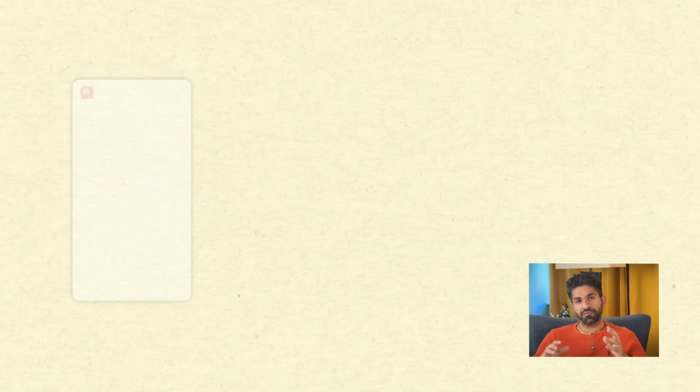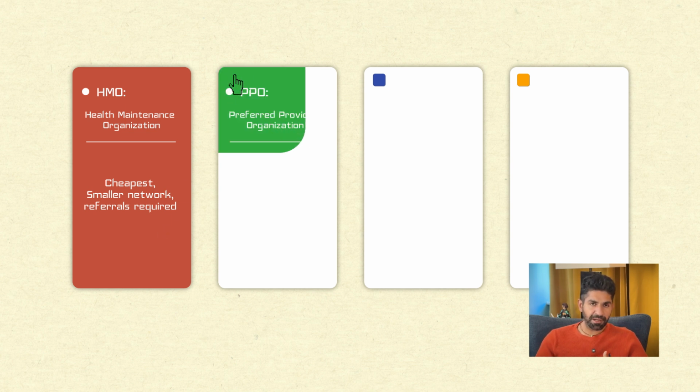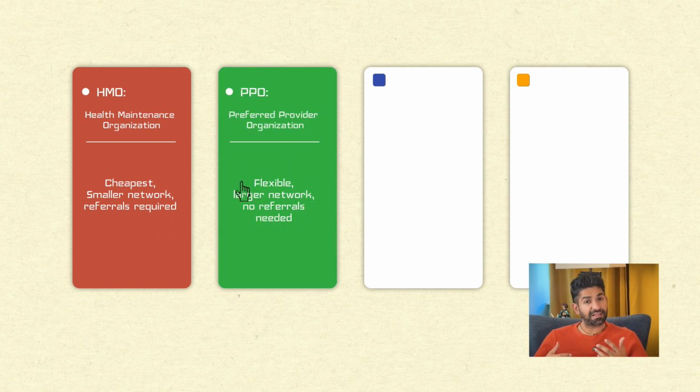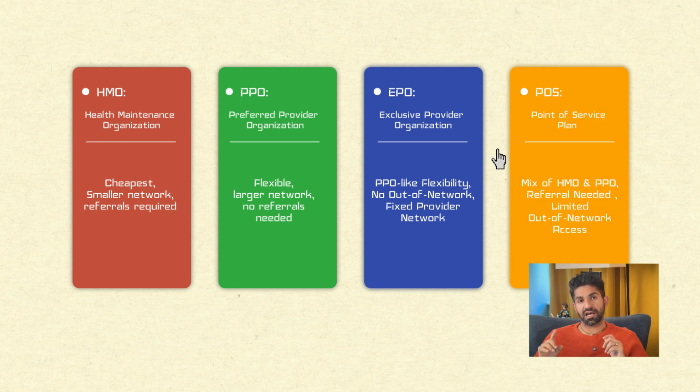First, let's talk about the HMO plan. That is the cheapest. It has a smaller network. It also requires a lot of referrals. Then you have the PPO plan. The PPO plan is flexible. It has larger networks, no referral needed. Another plan is the EPO plan. It's like PPO, but there is no out of network coverage. Then we have the POS plan, which is a hybrid of HMO and PPO. For flexibility, PPO is often the best, especially for immigrants or those who travel.